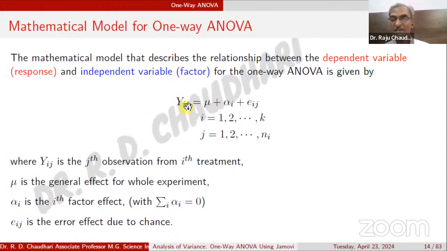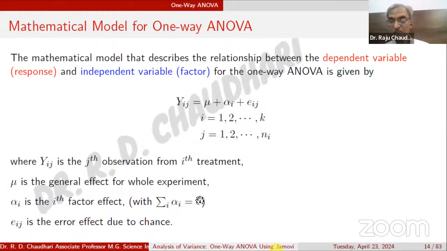So Yij is the observed value, observation, right? Say for example, it is the jth observation from the ith treatment, right? And what is i? 1 to K. In our example, we have three treatments, batch 1, batch 2, batch 3. So my K is 3 and j goes from 1 up to Ni. There may be a possibility that in each group we have a different number of observations. Like in our case, in one group we have 5 observations, in another we have 4 observations, like that. Okay, so this is the mathematical model.